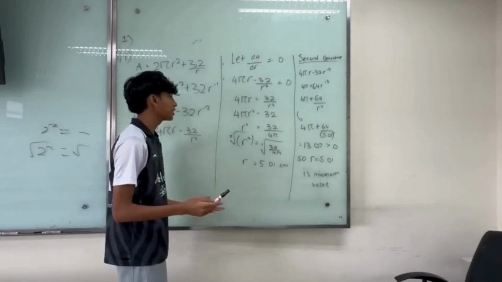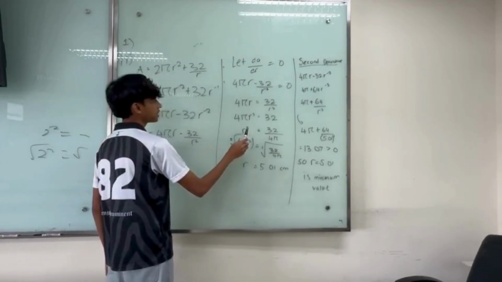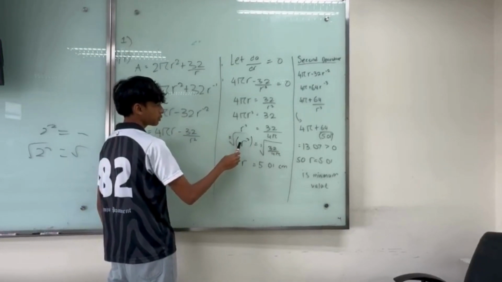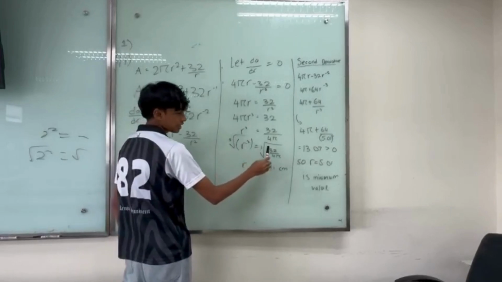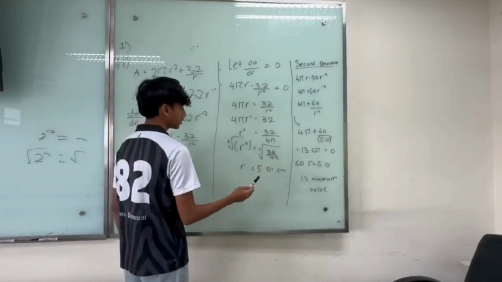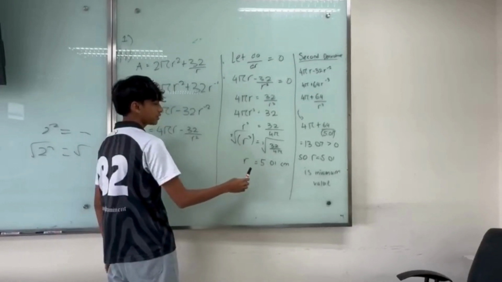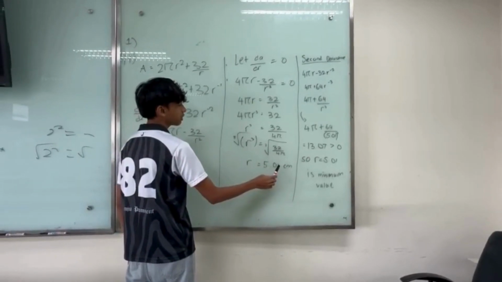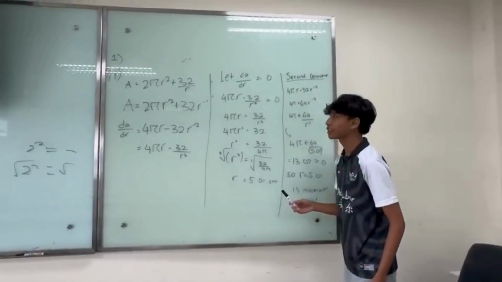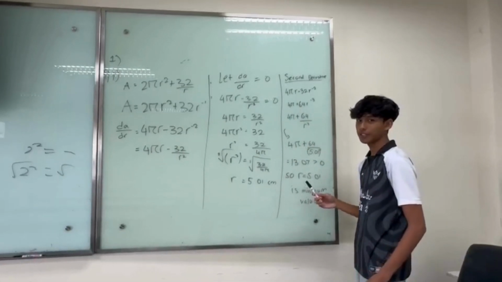And how can we remove this cube? We can put a cube root on the r cubed and another cube root on the 32 over 4 pi. So when we calculate all this, r will be 5.01 centimeters. Last, we need to do the second derivative to find the minimum value of r.